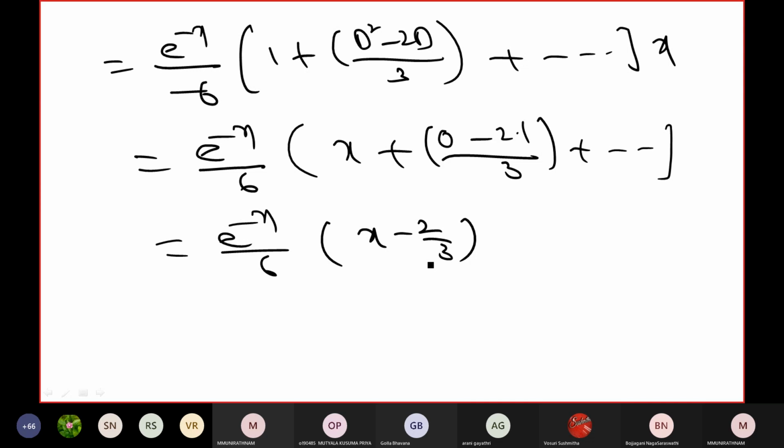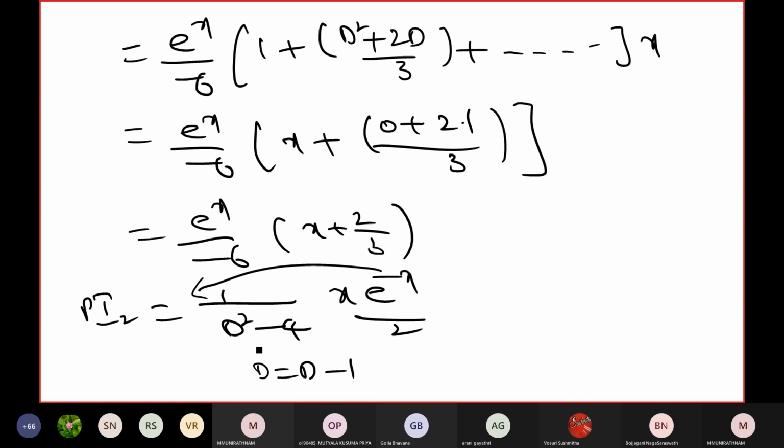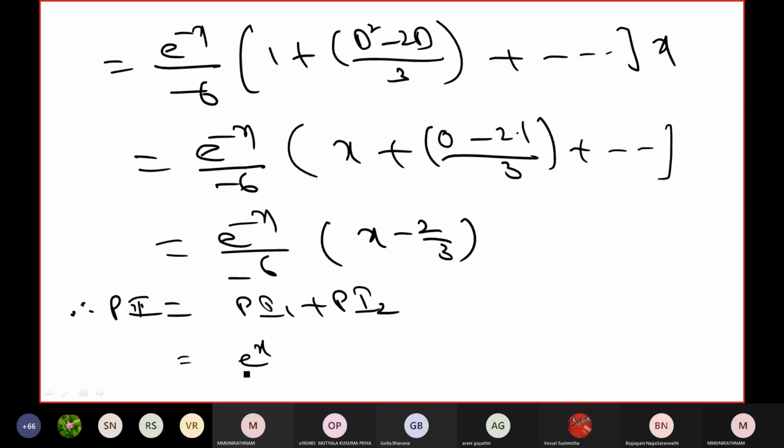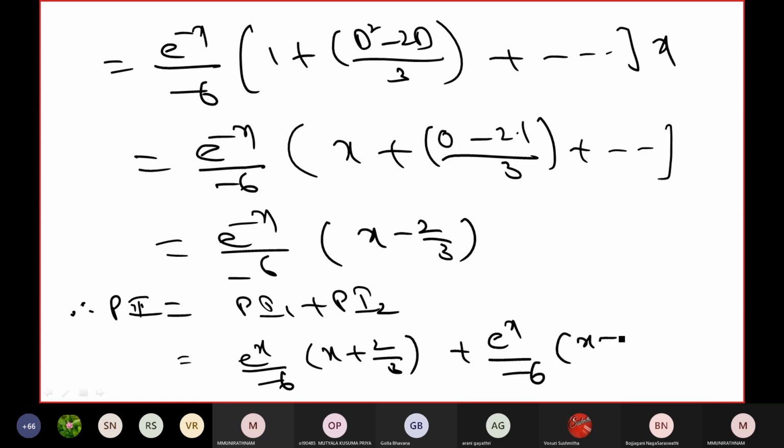Okay? So therefore, sir, the denominator is minus 6. Pi is Pi1 plus Pi2. Pi1 is e power x by minus 6, x plus 2 by 3. Pi2 is e power x by minus 6, x minus 2 by 3. This is minus, right?